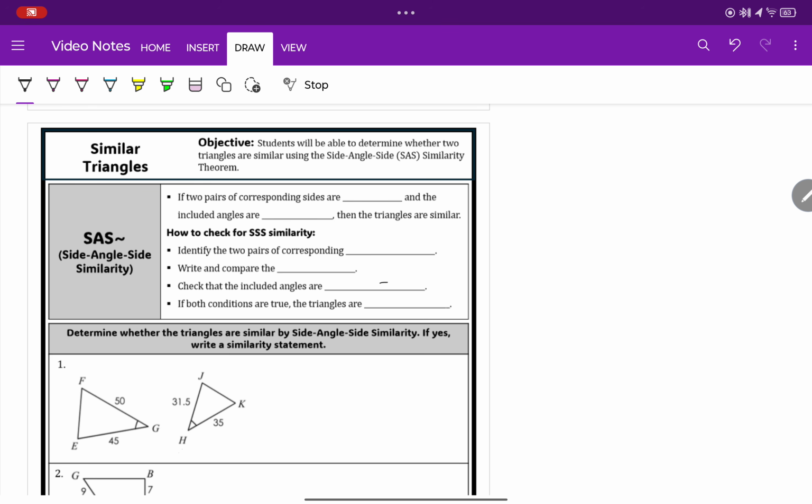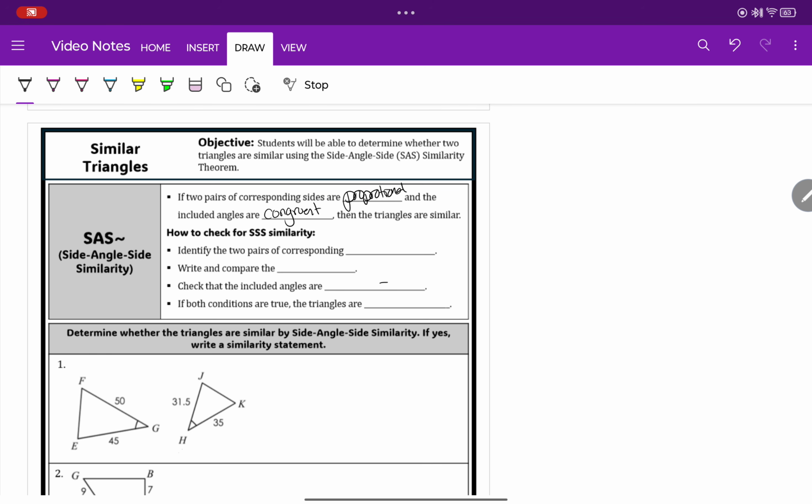So in order to tell if two triangles are similar, using our side theorem, we need to know if our two pairs of corresponding sides are proportional. They have to be proportional, and the included angles must be congruent. If this is the case, then we know that the triangles are similar.